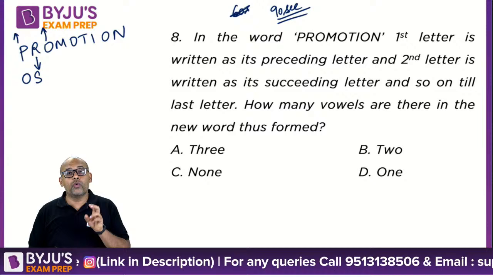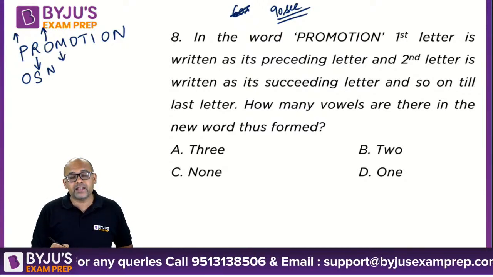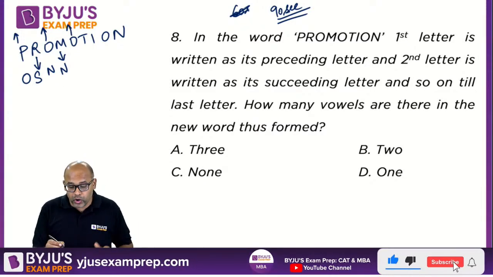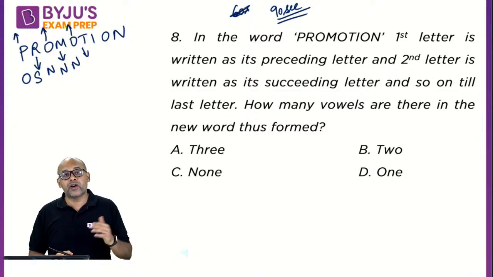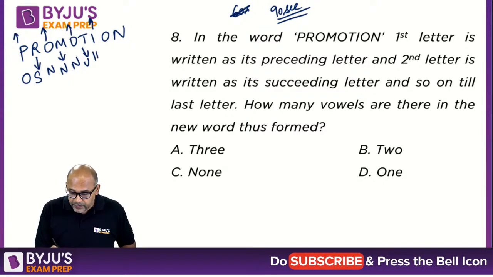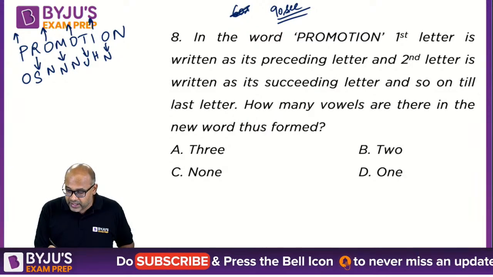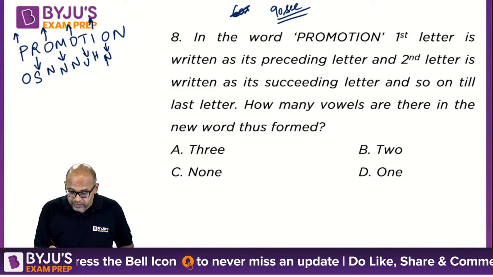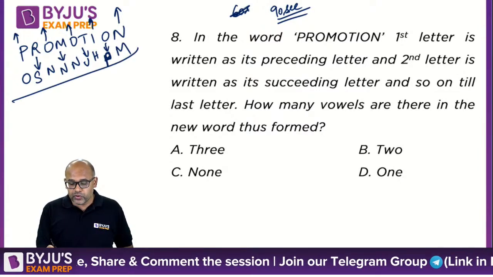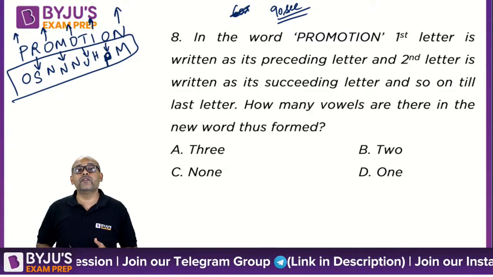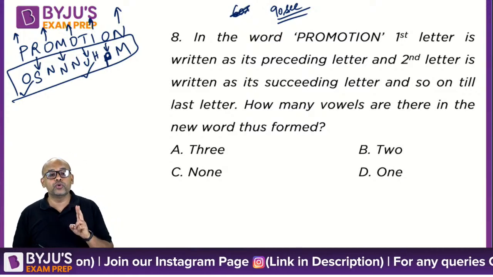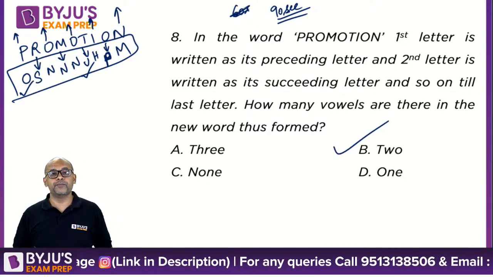Again, odd place O. What comes before O? N. Even place M. What comes after M? Again N. Odd place O. What comes before O? N. Even place T. What comes after T? U. Similarly, I. What comes before I should be H. O. What comes after O should be P. And N. What comes before N should be M. So this is your new word formed. Now they are asking, in this new word formed, how many vowels are there? O is a vowel, U is a vowel. Only 2 vowels are there. Therefore, the correct answer is option B.